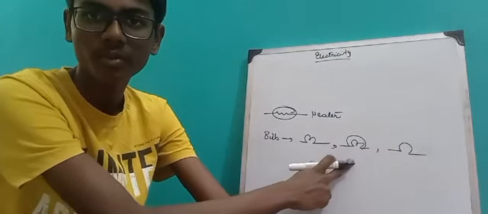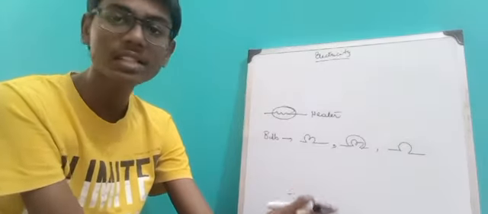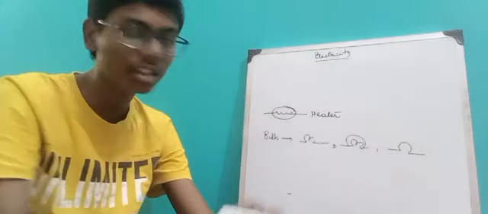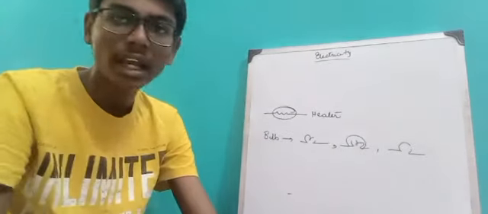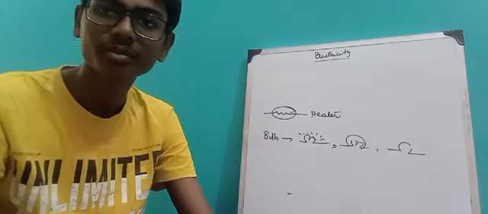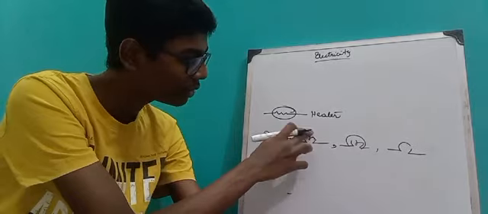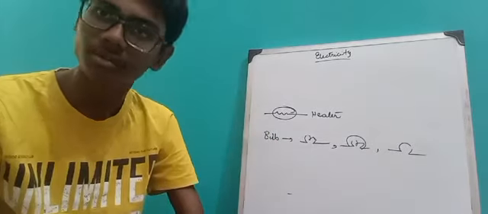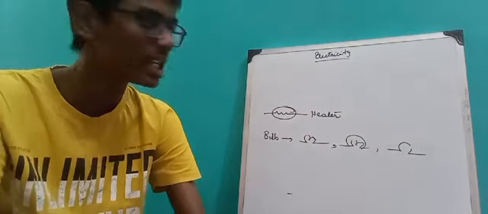Either this or this. Now, suppose the connection is cut in the bulb, then we have to represent it in this way. And suppose the bulb is glowing, then we have to represent it in this way. And suppose the bulb is okay, but the bulb is not glowing, then we have to represent it in this way.